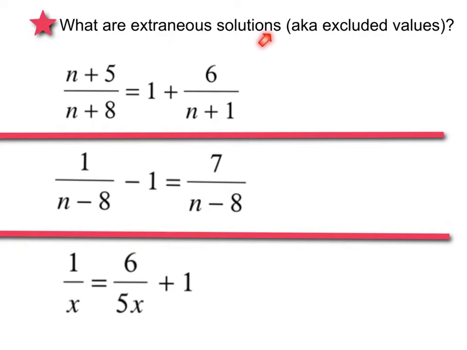So here's the first problem. We're not going to solve it yet, we're just going to talk about what the extraneous solutions are. And looking at it, anything that would make the denominator equal 0, because the denominator of a fraction cannot be 0.